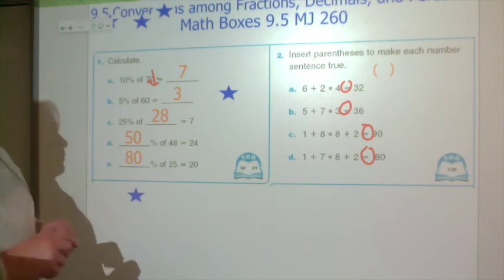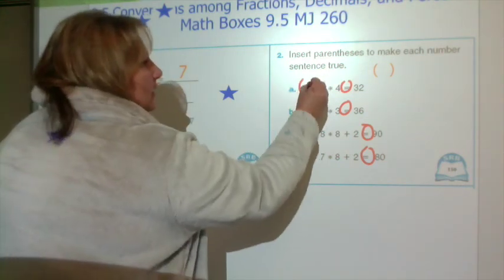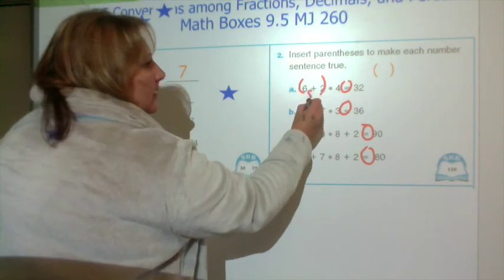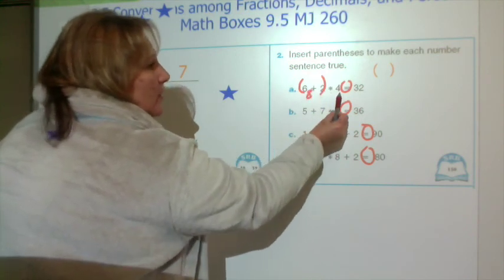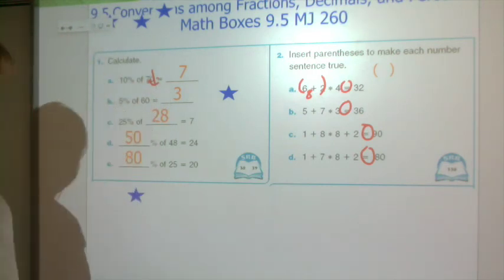Remember, try the first two numbers. 6 plus 2, that's 8. I like to put that number down there. 8 times 4, yes, that is 32. So I know that I'm done. I don't have to do anything else.